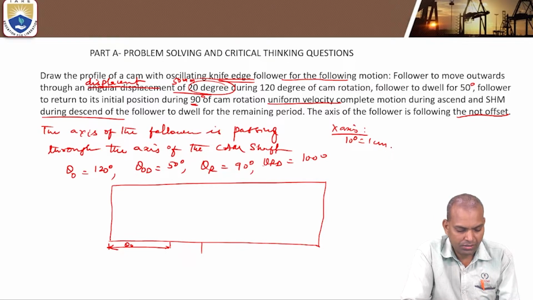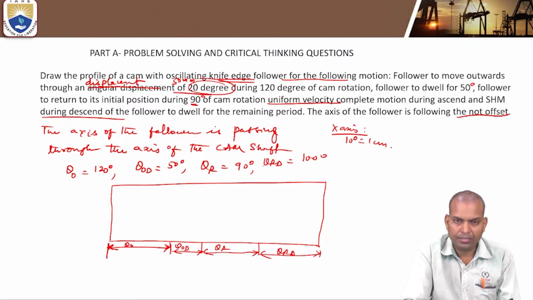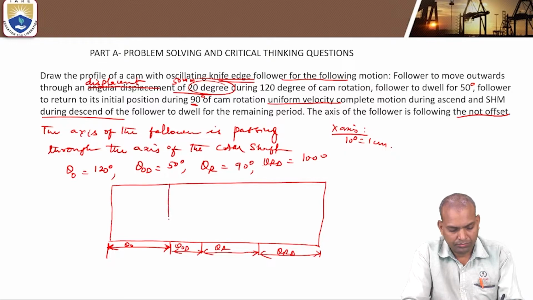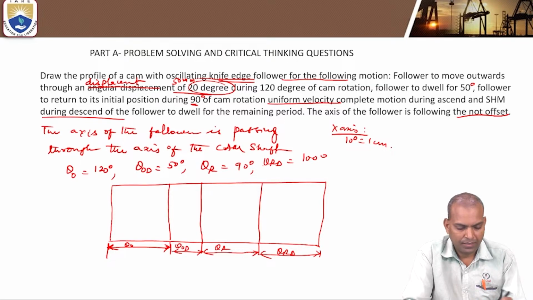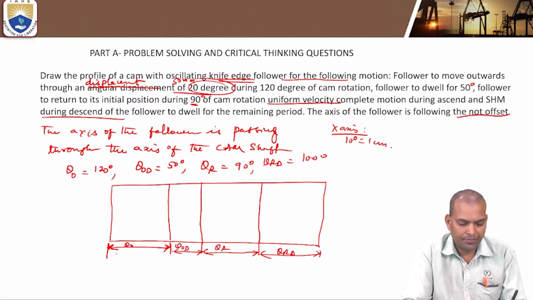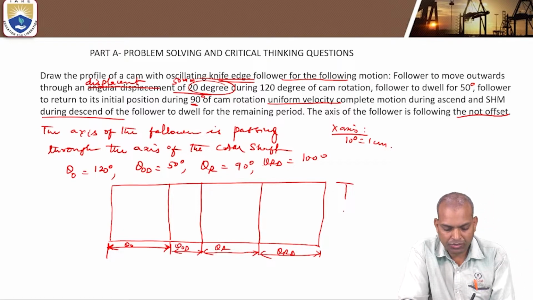So with this, this is theta OD, this is theta R, and it is theta RD. So next step, the height on the y axis is 50 millimeters.